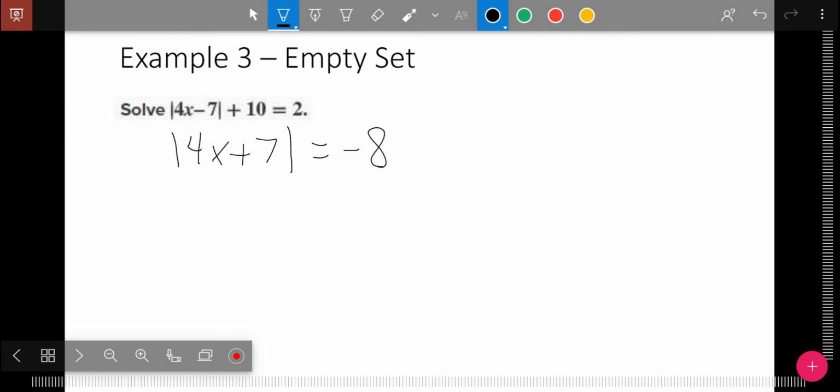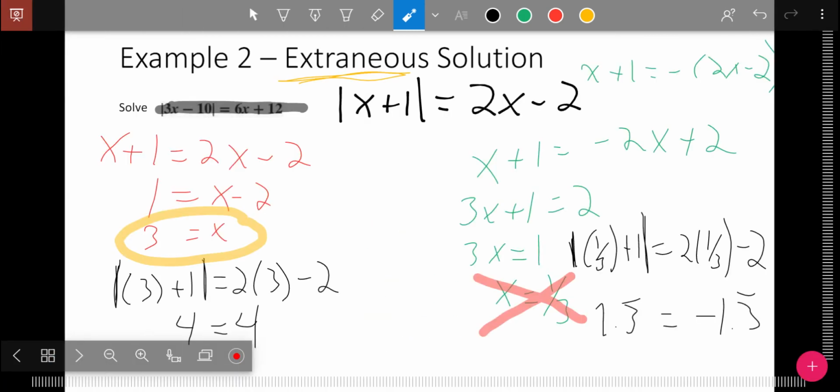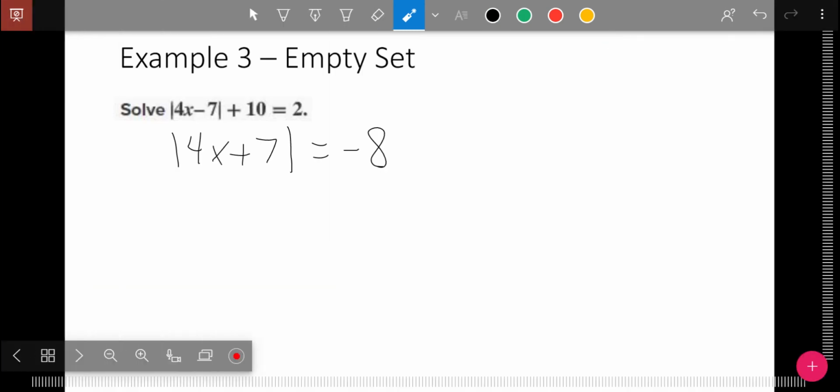Now, if you go back, we've had negative answers. -2 was an answer, right down here. So I have no problem with negative answers. When I plug them in, plug -2 back in, I got +9. So I had no problem with that fact that the answer was -2. Over here, this is before we've done any work. Can the inside of an absolute value ever be a negative? No. And so no solution, or it's an empty set.